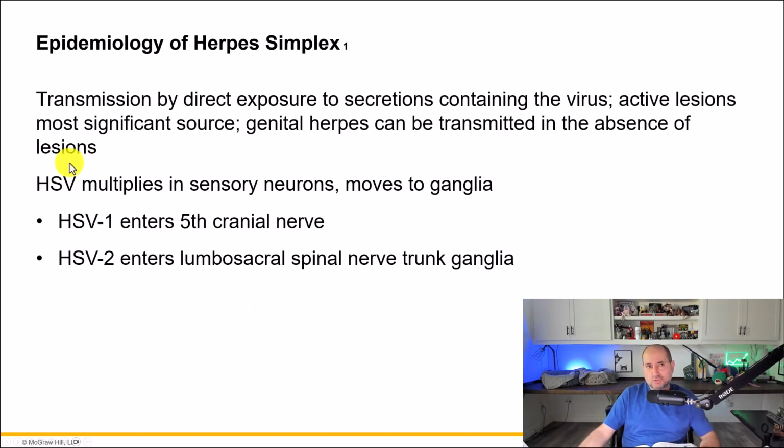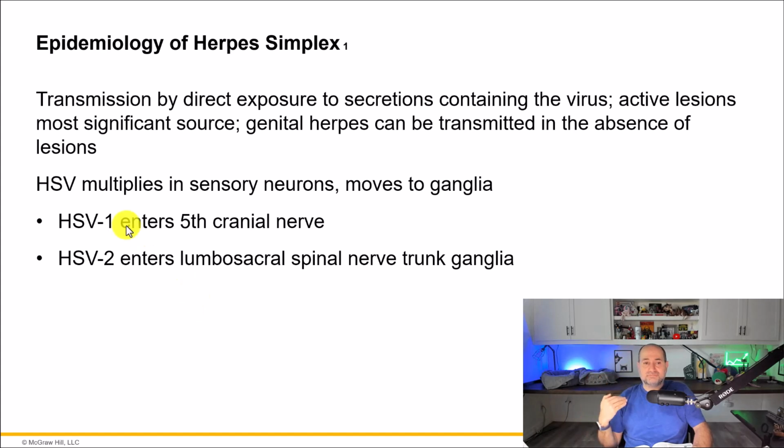And how is herpes simplex virus spread? It's spread by direct exposure to secretions containing the virus. It's spread by active lesions. Though, like I mentioned earlier, genital herpes can even be transmitted in the absence of lesions. The way it works is herpes simplex virus multiplies in sensory neurons and then moves to the ganglia part of the neuron. HSV1 enters the fifth cranial nerve, while HSV2 enters the lumbosacral spinal nerve trunk ganglia, different areas in your nervous system.